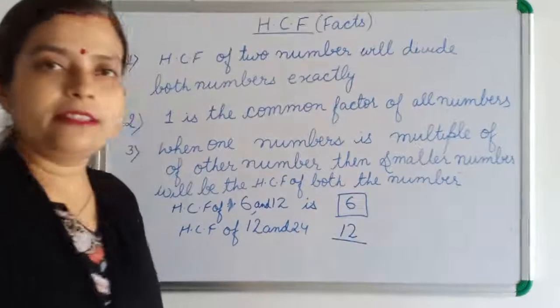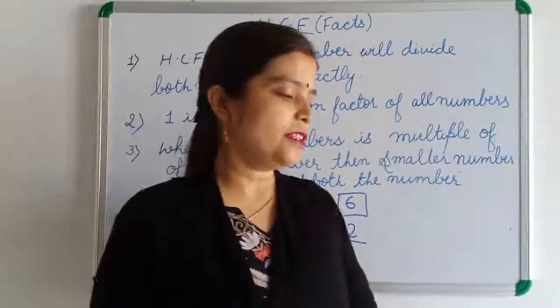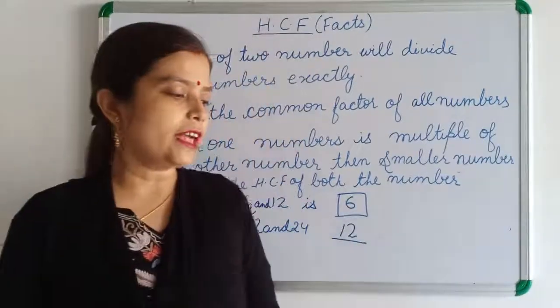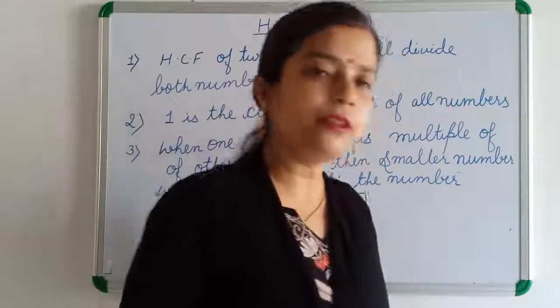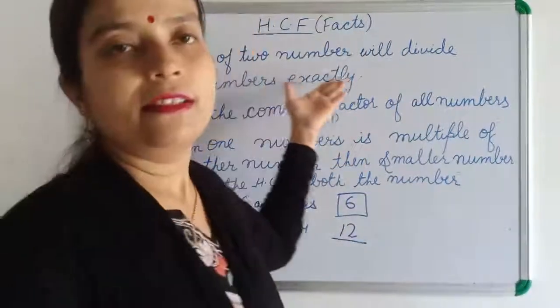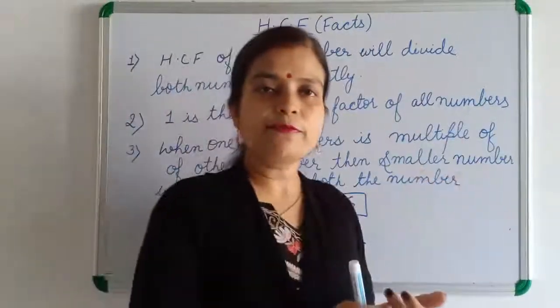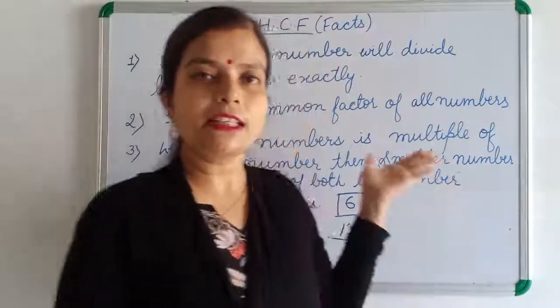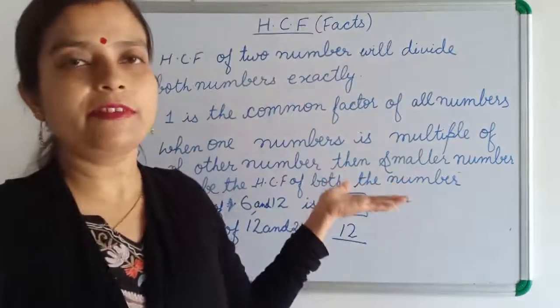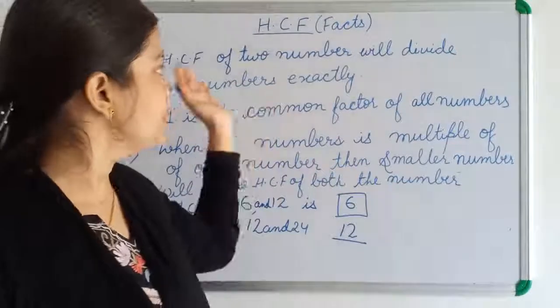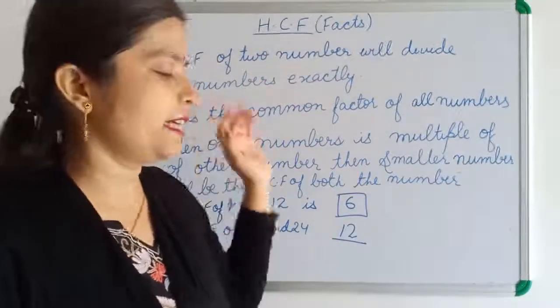So now let's discuss some true and false. For example, first statement: the HCF of two numbers will divide both the numbers exactly. Yes. If HCF is given and it is asked whether it divides both the numbers, yes, it will divide. It is true. HCF of two numbers will divide both the numbers exactly.